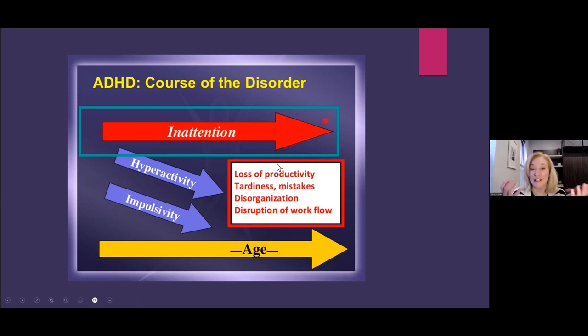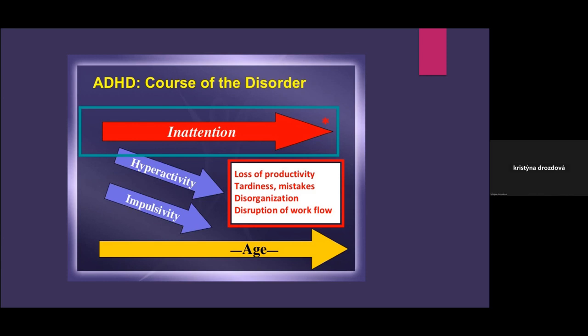And what do those inattentive symptoms mean? Well, it's not just not paying attention, but it has major implications for people in the workforce. So problems with loss of productivity because they're not paying attention to what it is they should have been doing, tardiness because they're not paying attention to time, making mistakes because they're not paying attention, being disorganized, not knowing where things are when they're supposed to be, and a disrupted workflow in general, whereby they aren't able to get in a rhythm or in a flow to be really effective in a job.